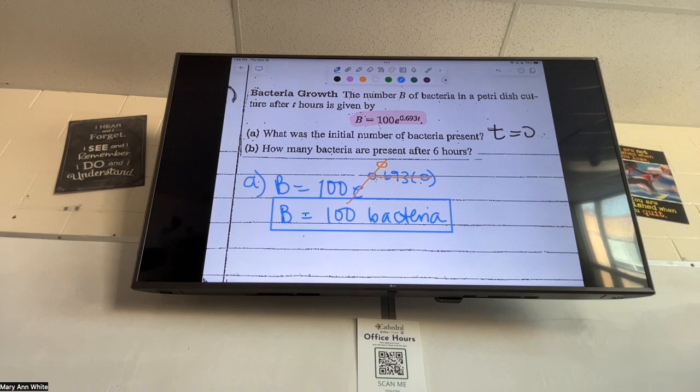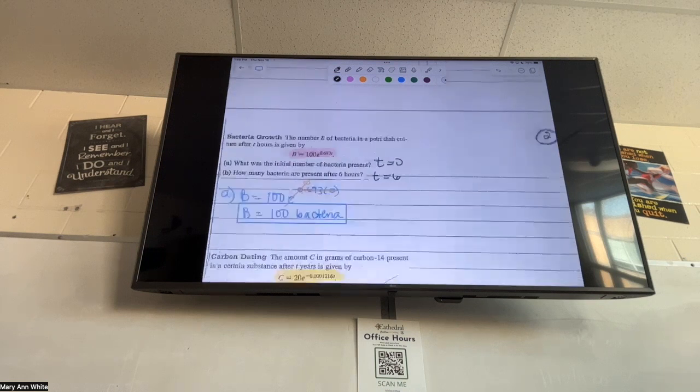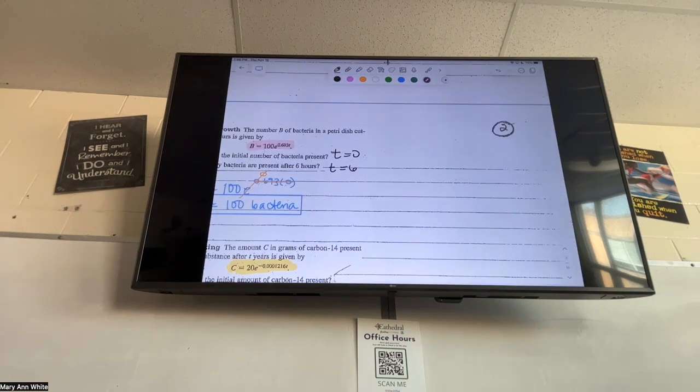That wasn't too bad. Letter B says, how many bacteria are present after 6 hours? What do I do with that 6? Plug it in for t. Very good. This one, I would use a calculator. I don't know what 6 times 0.693 is off the top of my head, so I'm going to get my calculator out for that one. But let me first write it over here.